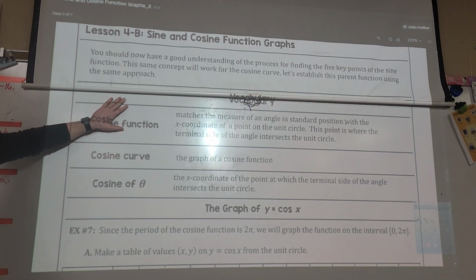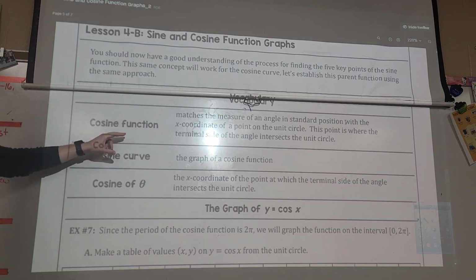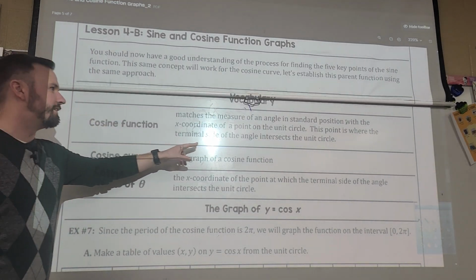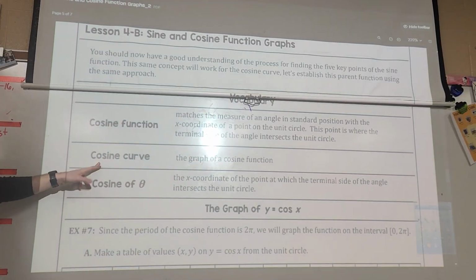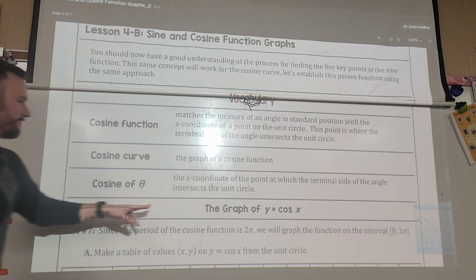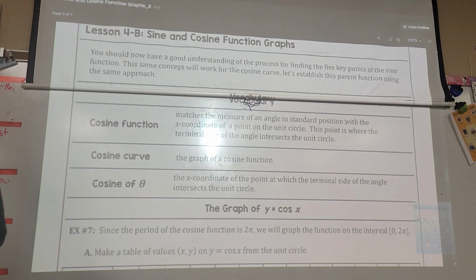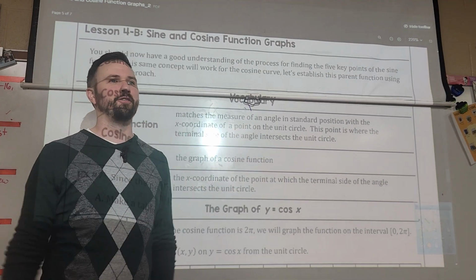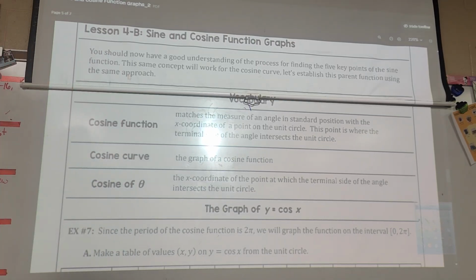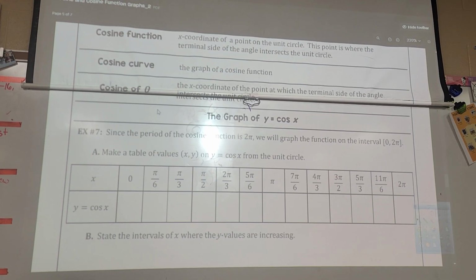Let's look at this. Today we're looking at cosine functions. Think about your notes yesterday. What's a cosine function? It's the x-coordinate. What's a cosine curve? The graph of cosine. What's cosine theta? It's the x value on our unit circle. This is going to be almost an exact repeat of yesterday, just shifted over pi over 2, right? So we get another opportunity to learn it. But I will go a little bit quicker.